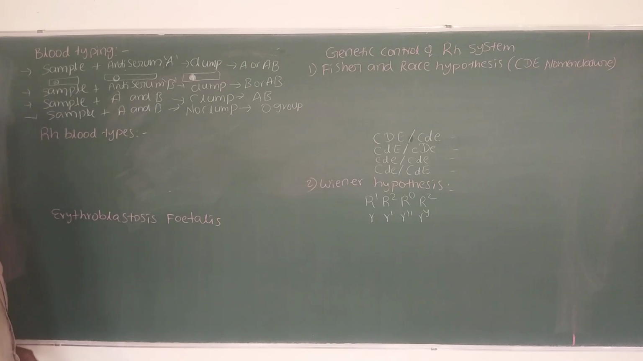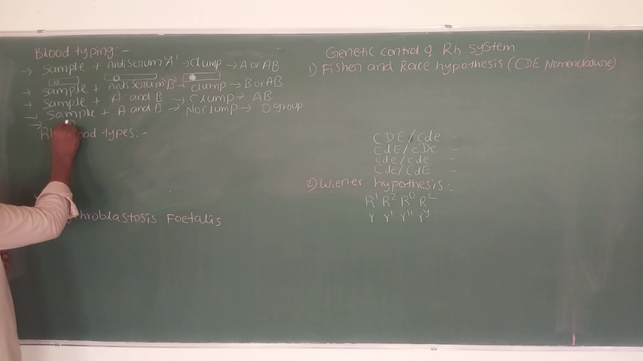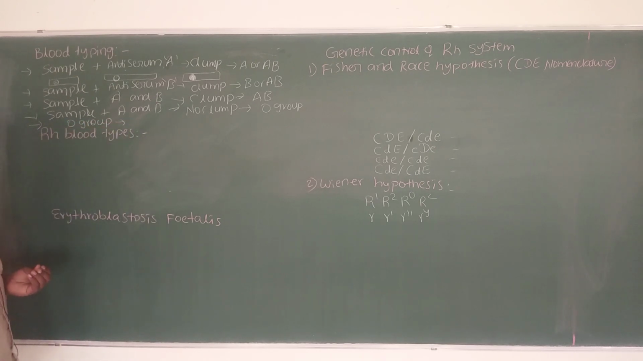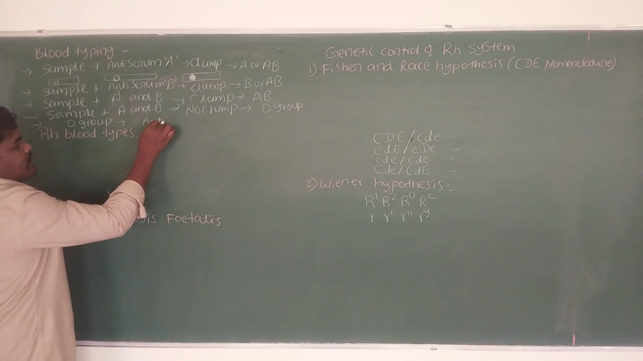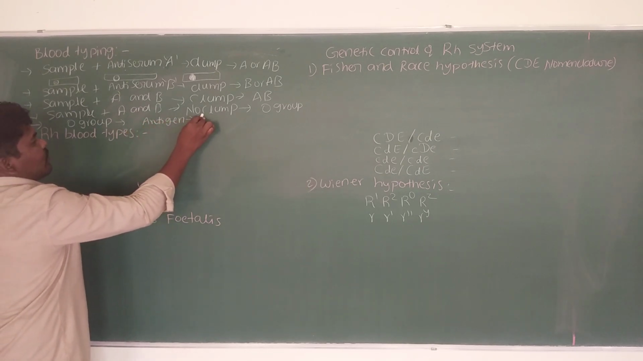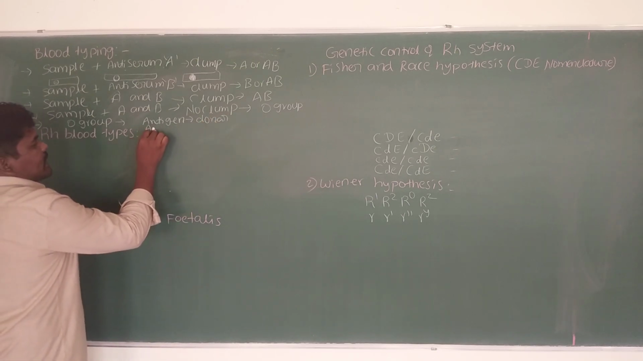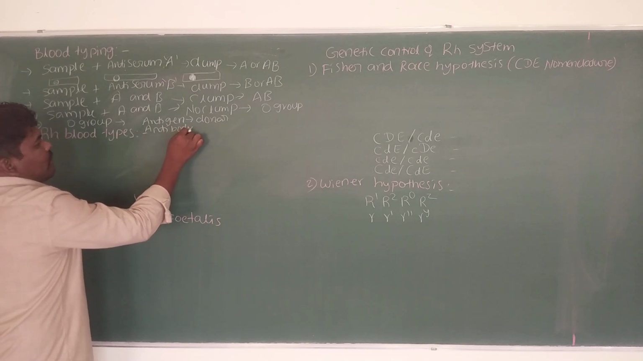Then, the universal donor blood group is the O group. O group is called the universal donor. AB is called the universal receiver. While donating blood, we have to look at the antigen of the donor. Then we have to look at the antibody of the receiver.